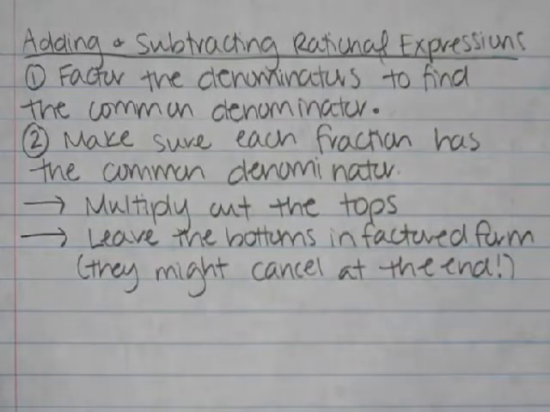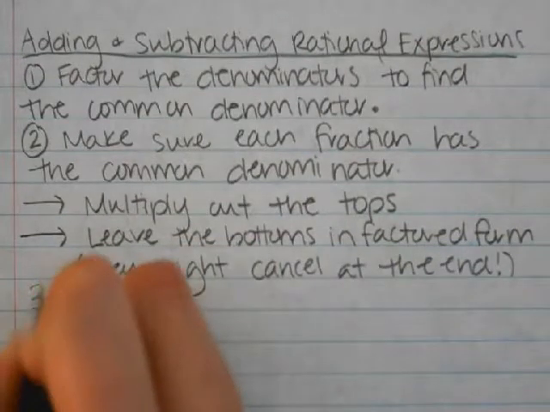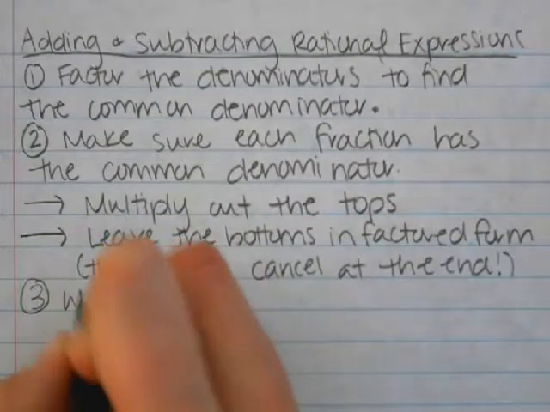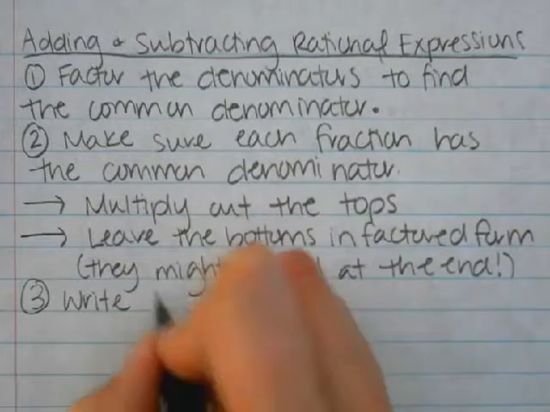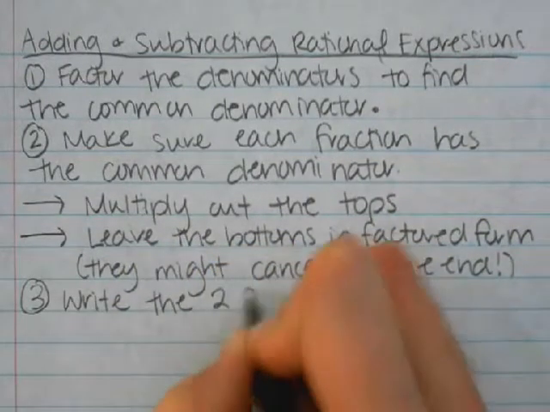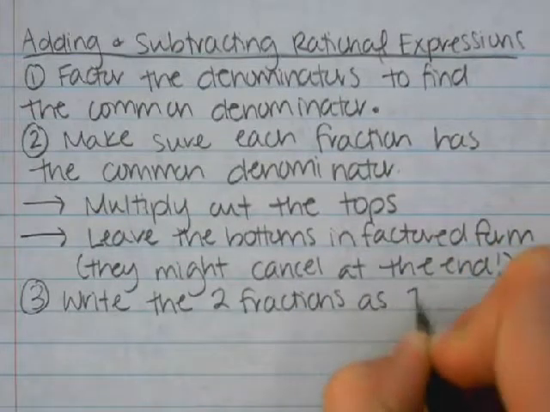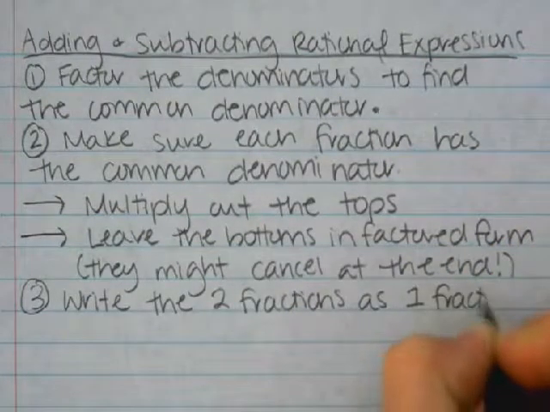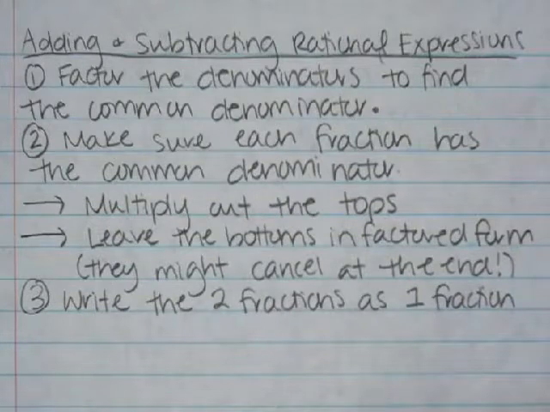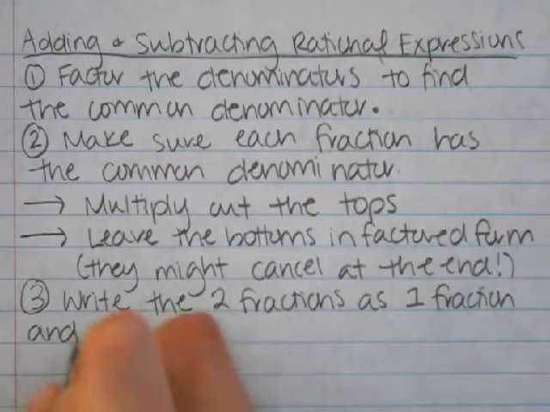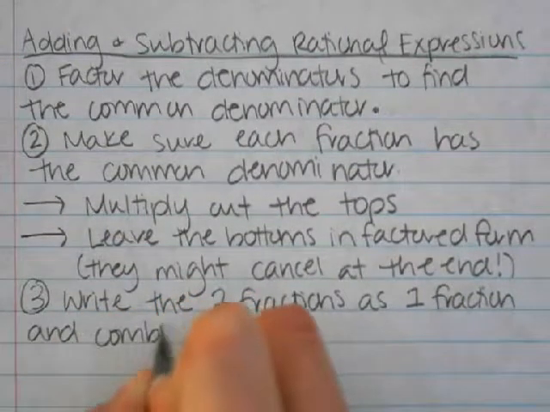Okay, once you have two different fractions that have that common denominator, what's your next step? Yeah, combine them so that they look like one fraction. So write the two fractions as one fraction, and combine like terms.